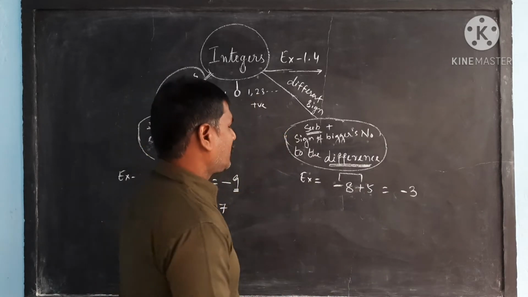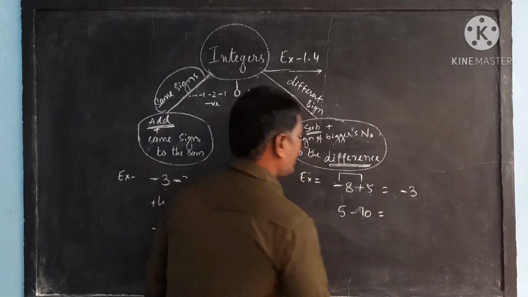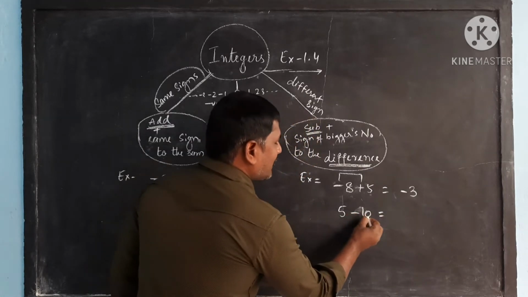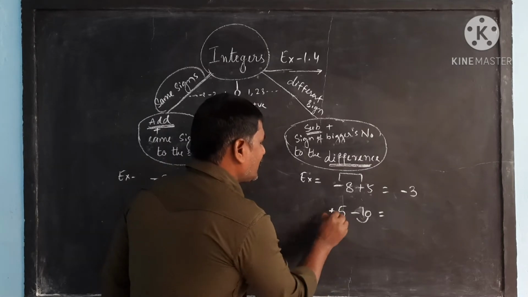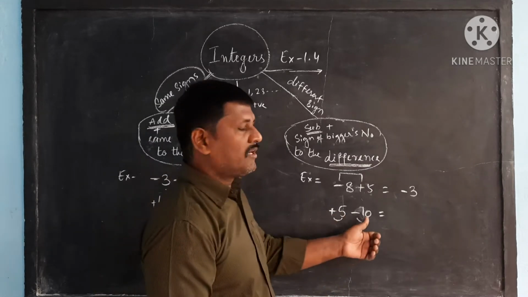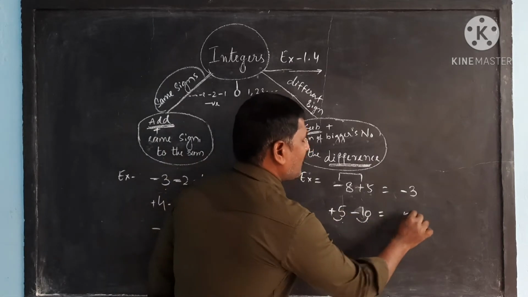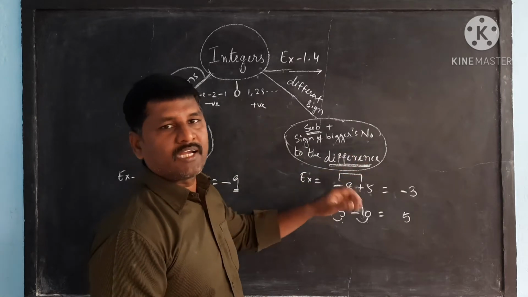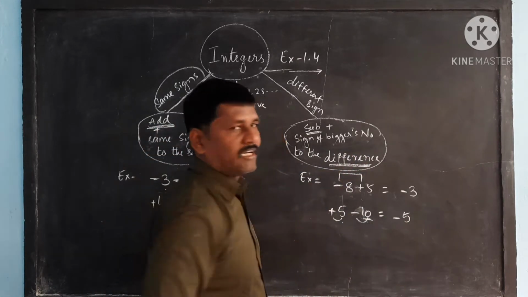Okay, let us see one more example. 5 minus 10. Here 10 has a minus, and 5 has nothing, which means you have to think of it as plus. As the numbers have different signs, you have to subtract them. 10 minus 5 is equal to 5. But after subtracting, you have to write the bigger number's sign. The bigger number is obviously 10, so you have to write a minus sign.